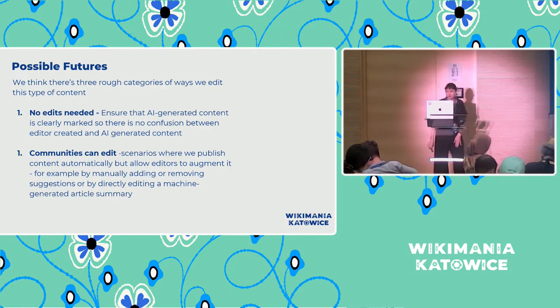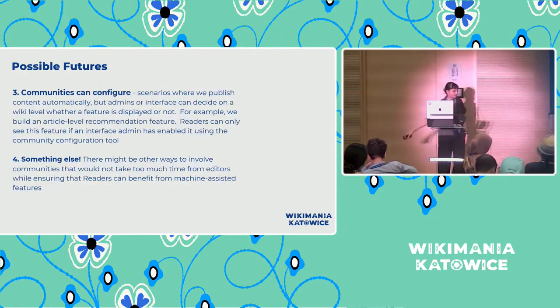So for example, for each one of these ideas, there's a way to directly edit the output of what we're getting. For example, if there's a summary, there's an edit button right next to that summary, and you can manually add or remove content from it. Or if you have a list of recommendations, there's an edit button next to those recommendations, and you can manually add or remove recommendations that you think might be good for that specific article or for that specific use case.